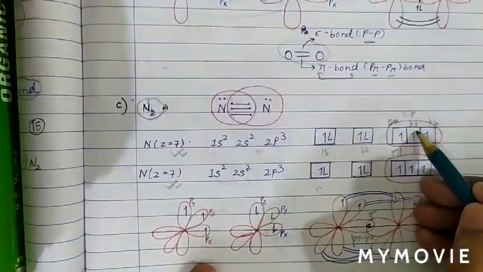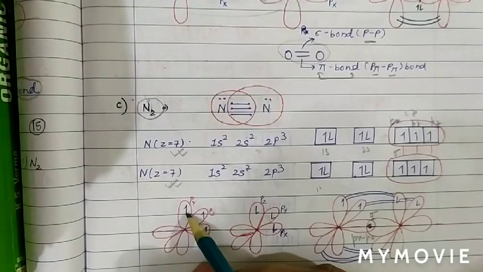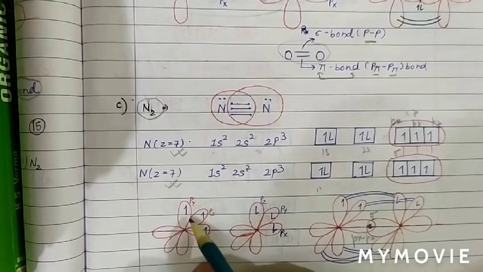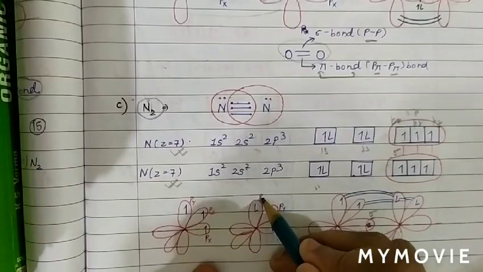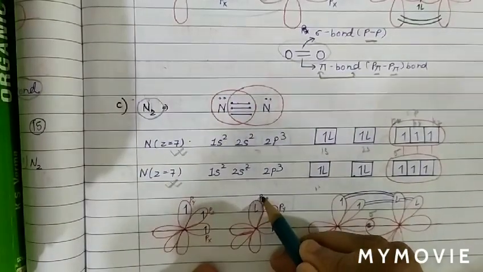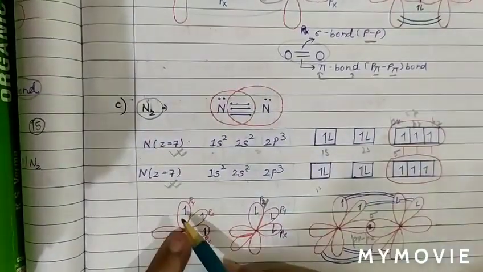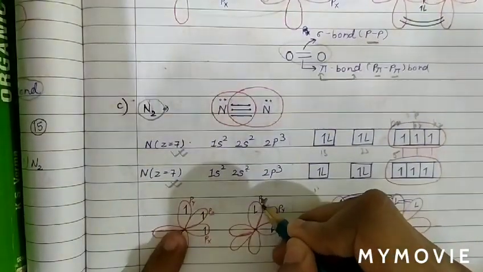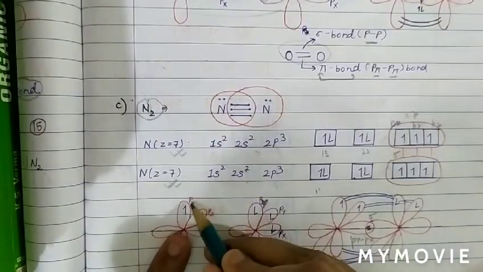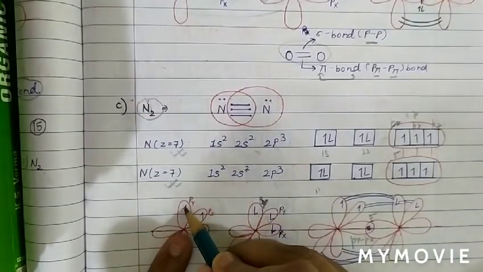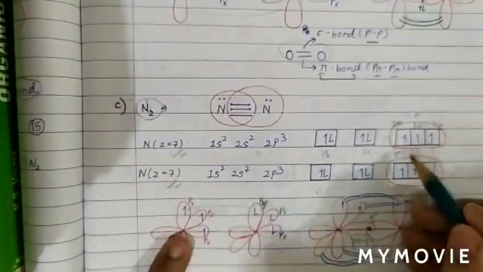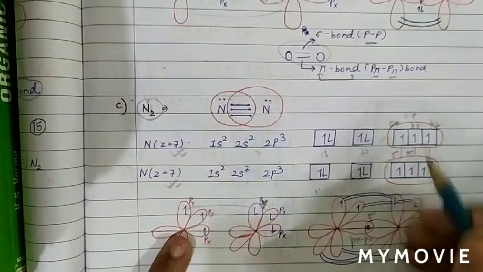Now the py orbital has one unpaired electron, and we know that for sideways overlapping, the other orbital must also be parallel and have an unpaired electron. So if it is py, then the other must also be py for the overlapping to take place. This py and py will overlap, because for parallel orbital overlapping, the orbitals must be parallel to each other. So this py will overlap only with py, and a pi bond forms between these orbitals. So one sigma bond and one pi bond are formed.